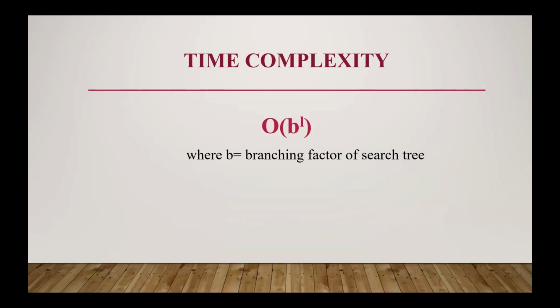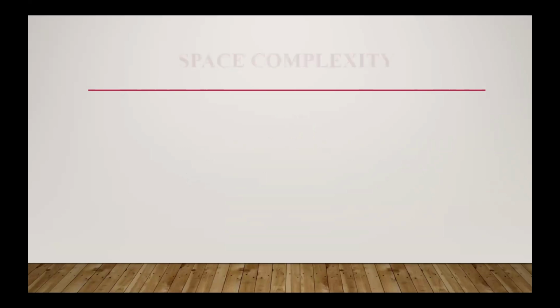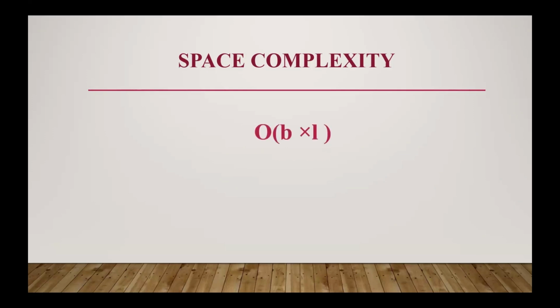l is the depth limit. In case of depth first search, what happens? b to the power d, where d is the depth, but here our depth is limited. So it is b to the power l, where l is the depth limit. Next one is the space complexity. Space complexity here is of the order of b to the power l, where b is the branching factor and l is the depth limit.